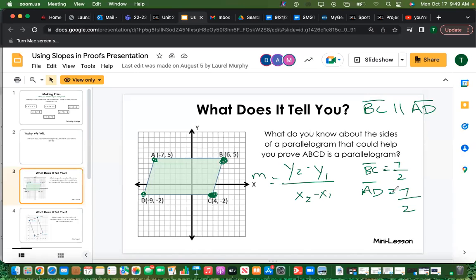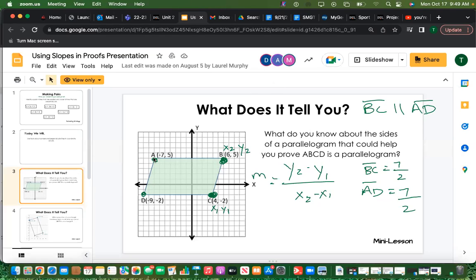If you wanted to do it the equation way, you would assign these points. You would say like, down here, this is x1, y1, and this is x2, y2. And you could plug it into this formula and you get the same thing. You should get 7 over 2, which is 3.5.